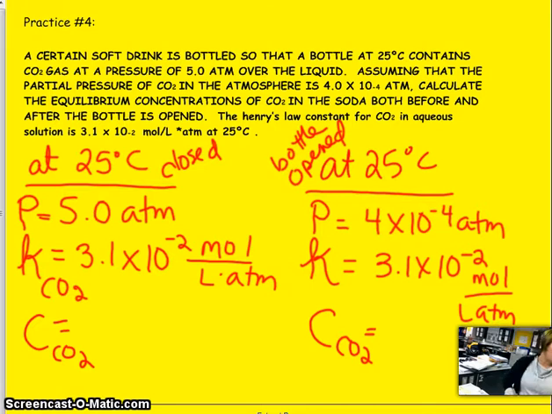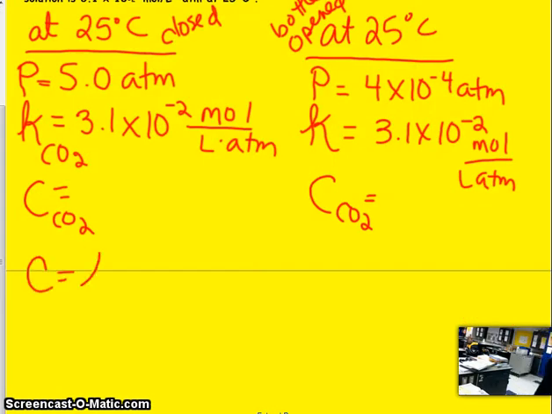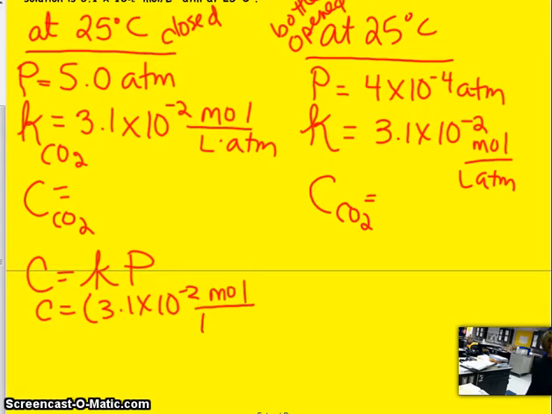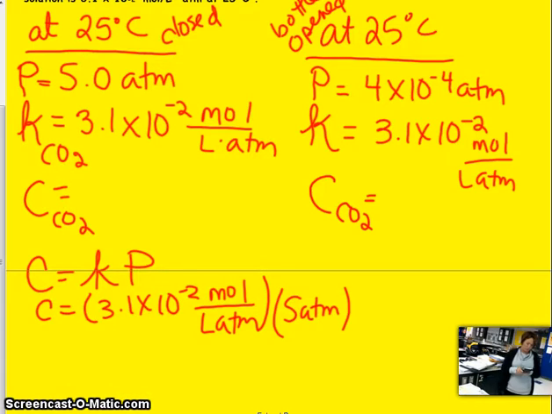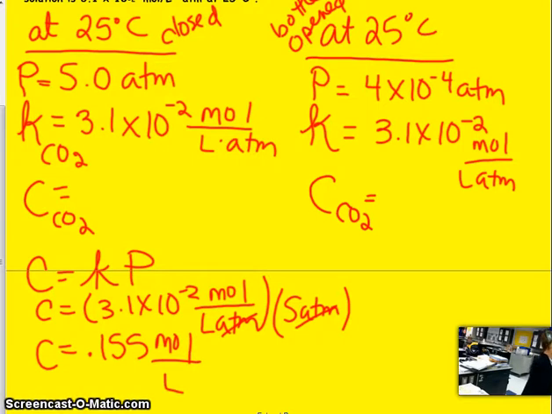So we're going to do 2 separate calculations here, right? C equals Kp, C equals K, which is 3.1 times 10 to the negative 2 moles per liter atmosphere, times 5 atmospheres. And that will give us our concentration when the top is on our soda. So if we take 3.1 E negative 2 and multiply it by 5, you get a concentration of 0.155. The atmospheres cancel out, moles per liter. That's the concentration of carbon dioxide in a bottle of soda, okay?